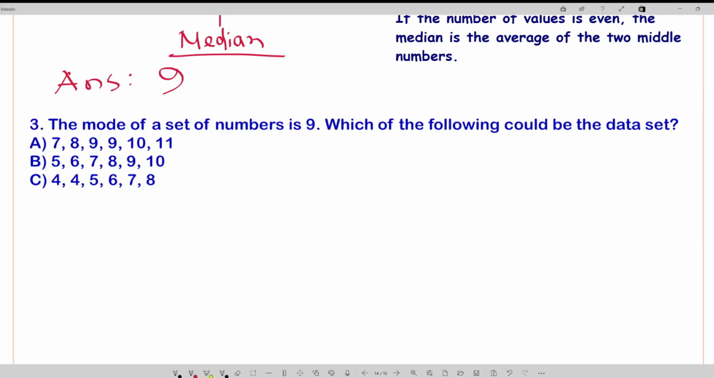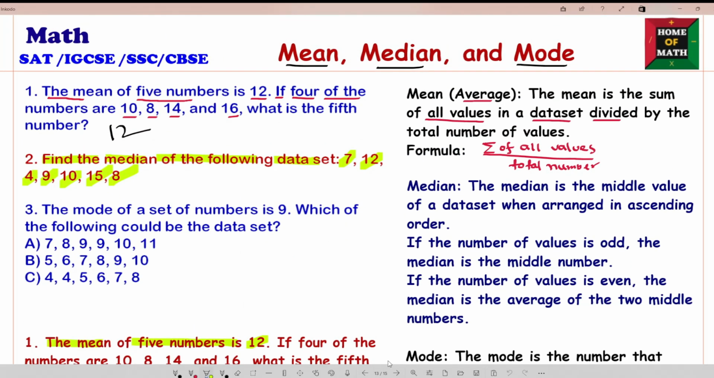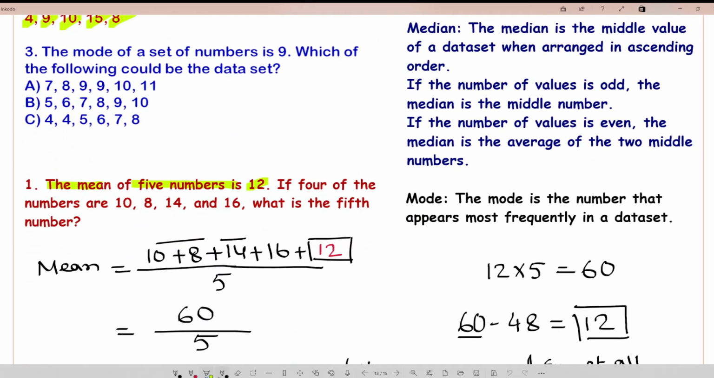Number 3. The mode of a set of numbers is 9. Which of the following could be the data set? So first we have to know what is mode. Mode is the number that appears most frequently in a data set.